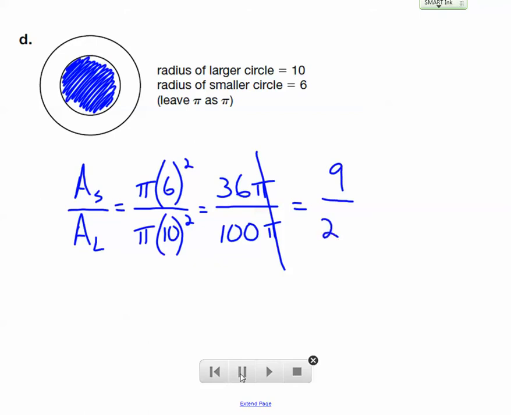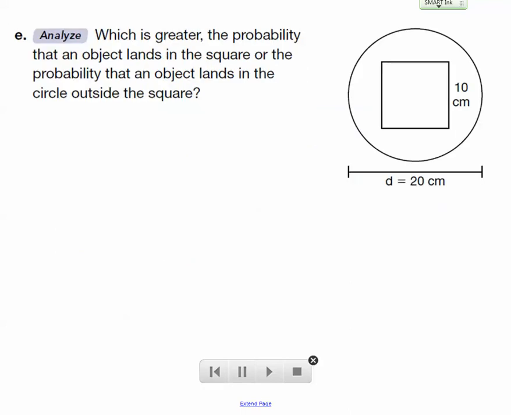All right, one more. Which is greater, the probability that an object lands in the square or the probability that an object lands in the circle outside the square? So probability that it lands in the square or the probability that it lands outside that square, which is greater?